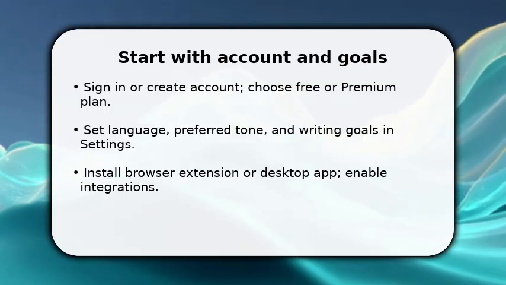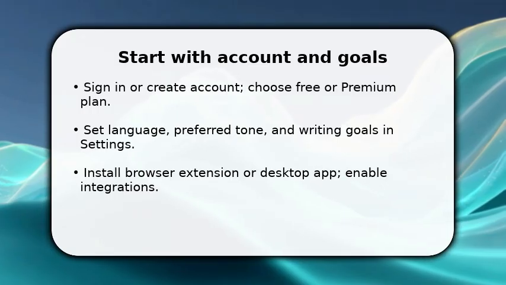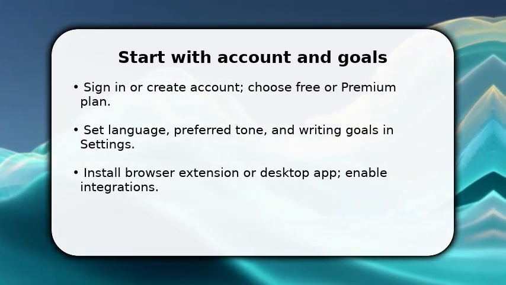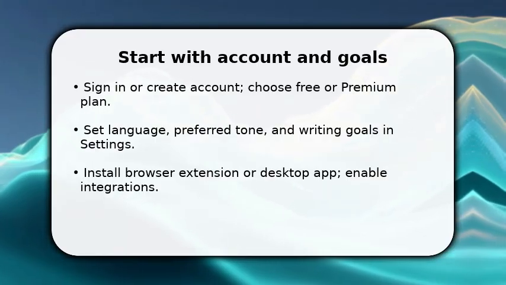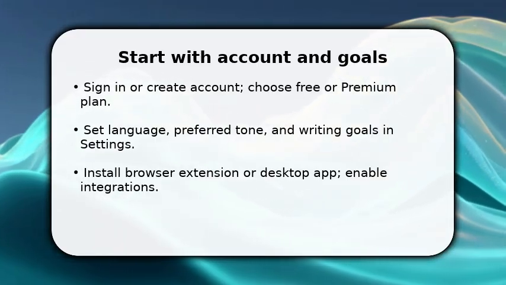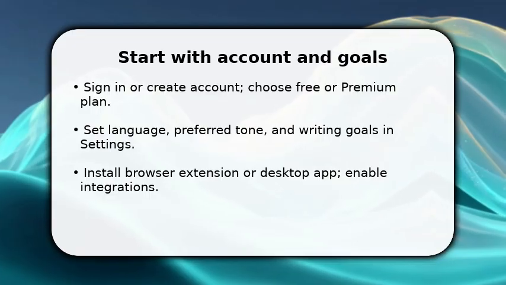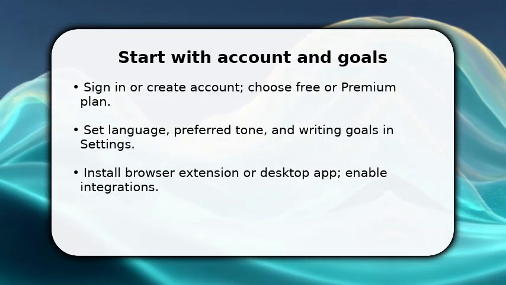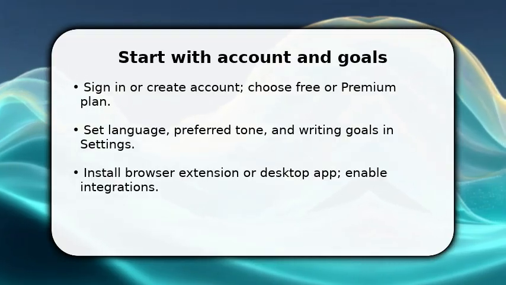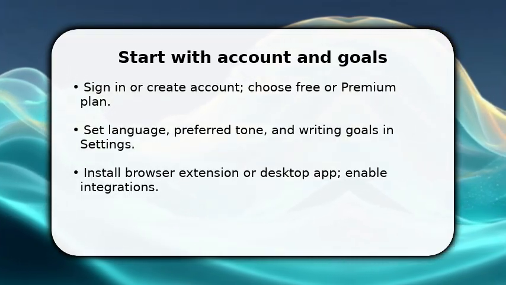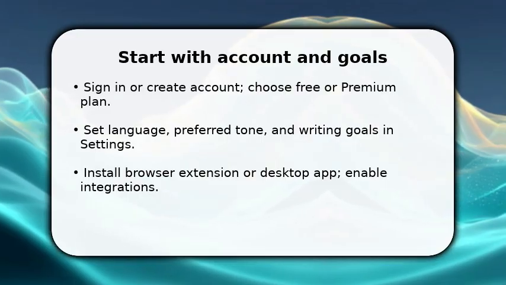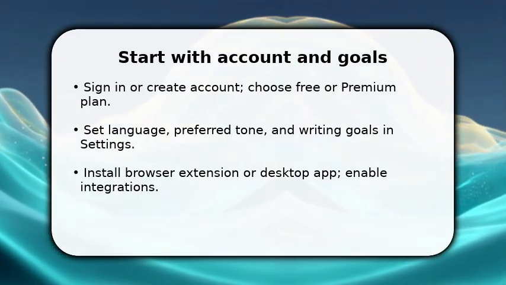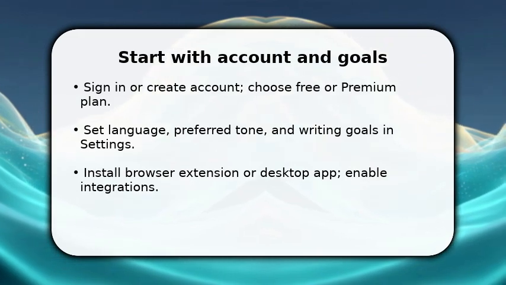You begin by opening Grammarly and signing in. Choose free or premium based on features you need. Next, set your language and writing goals so suggestions match your intent. Once done, install the browser extension and desktop app, then enable integrations with email and docs. Make sure Grammarly is active in the document you'll edit so real-time suggestions appear. This immediate alignment saves you from irrelevant corrections and focuses the tool on your chosen tone.